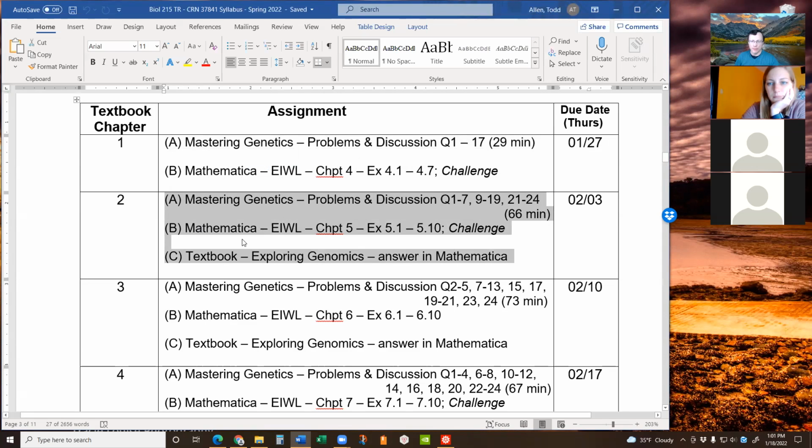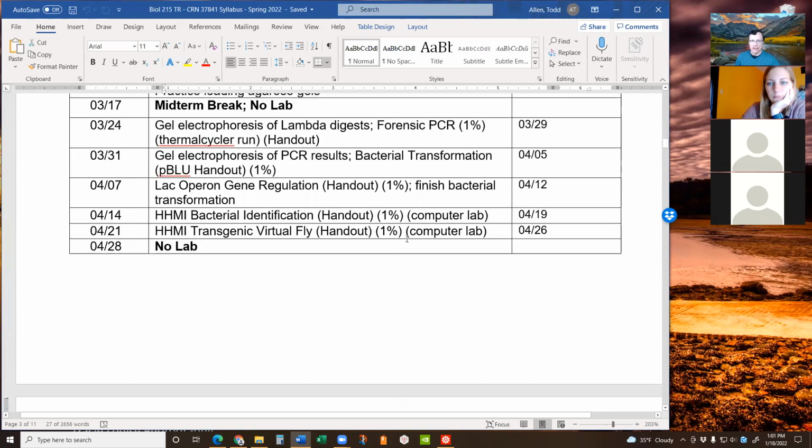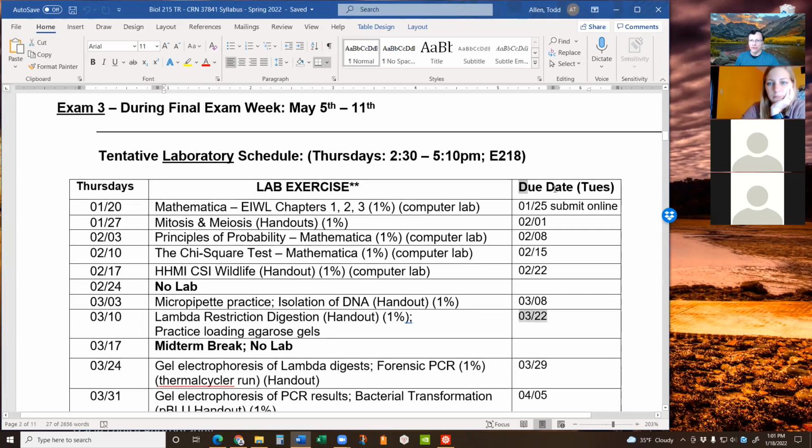I'll also point something else out. To keep the workload of the course balanced, what I've tried to do is make it so that the due dates for your lab work are on Tuesdays. So every Tuesday, you will have lab work that is due to me. So this Thursday, we're going to do a lab in Mathematica. And after the weekend, next Tuesday, that work is due to me. So your lab work is due on Tuesdays, always on a Tuesday.